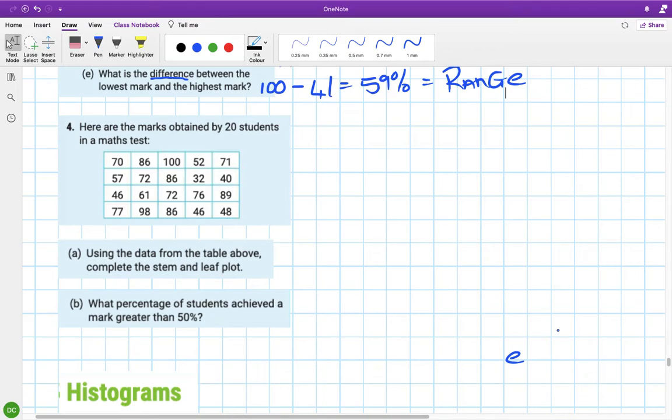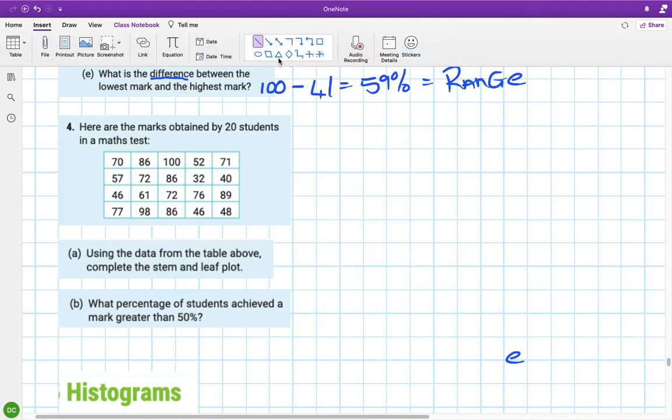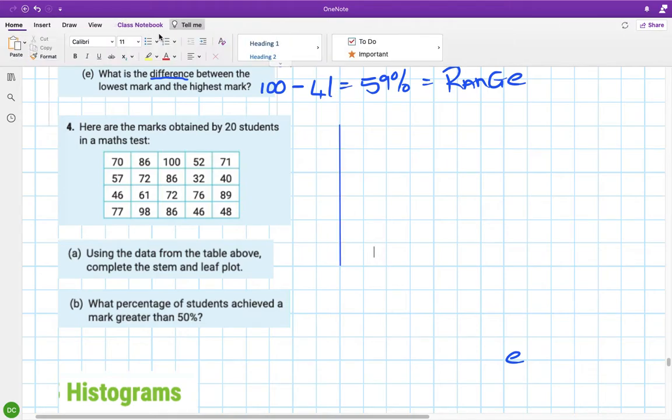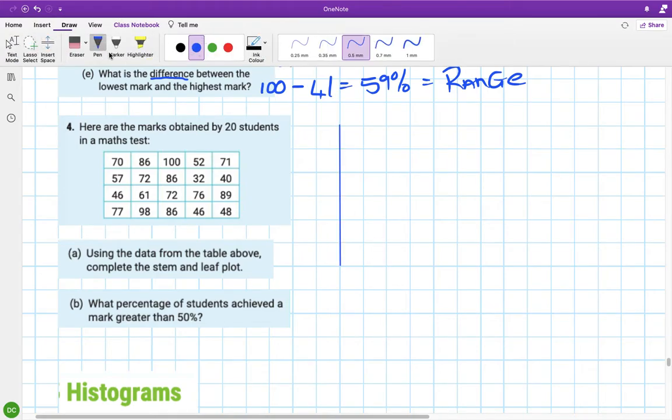Here are the marks obtained by 20 students in a maths test. Use the data from the table to complete a stem and leaf. Okay, so we'll do our rough stem and leaf first, and then we'll do our accurate stem and leaf. Okay, so stem. Smallest number, 32. Yep, the biggest seems to be 100.